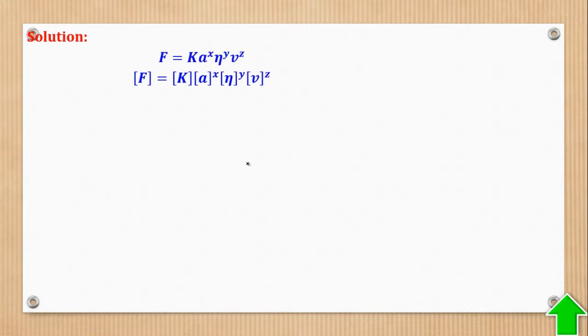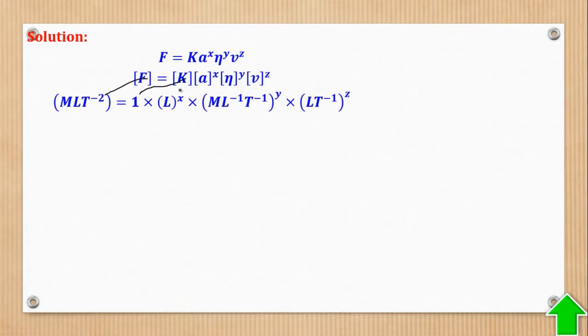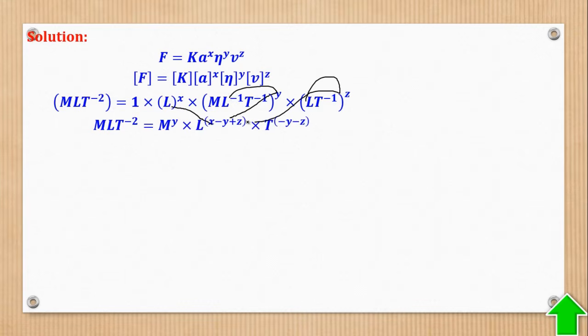So we want to get the dimensions of each. For F, k is dimensionless, 1, a is radius, then the coefficient of viscosity, then velocity. Then we shall use the laws of indices to collect like terms. There is L to the power x, L to the power negative y, and L to the power z. Then for T, there is T to the power negative y and T to the power negative z. For M, it is only 1, M to the power y.